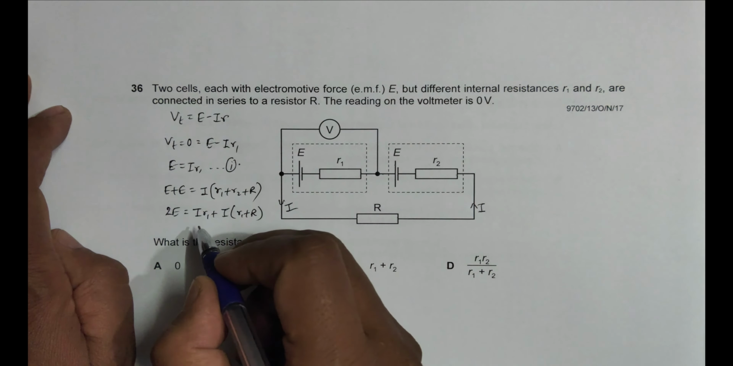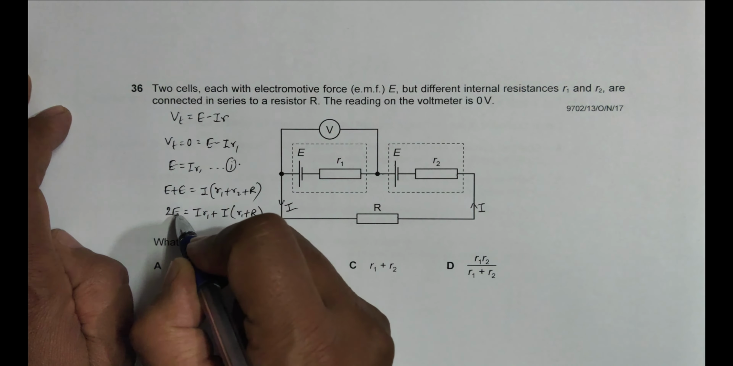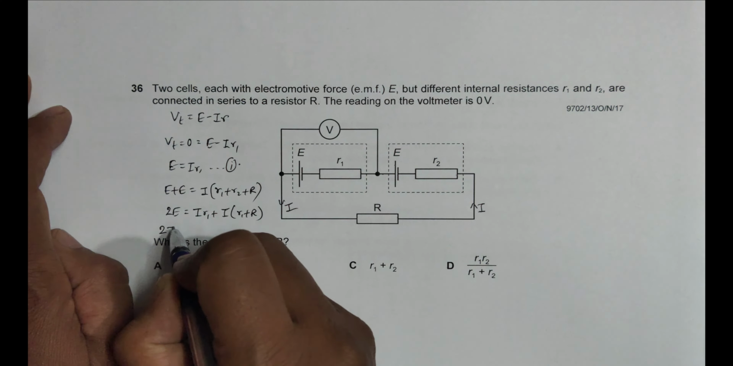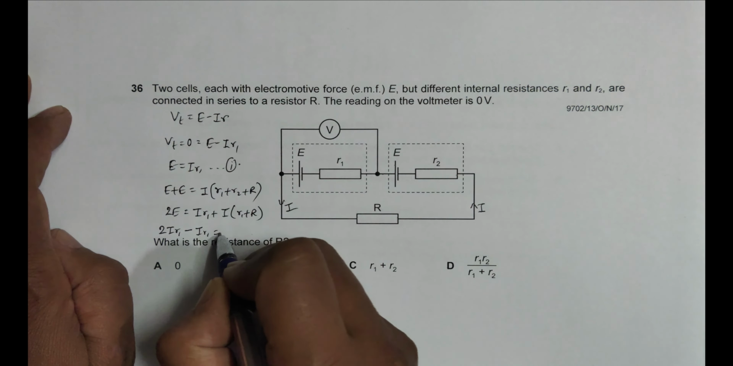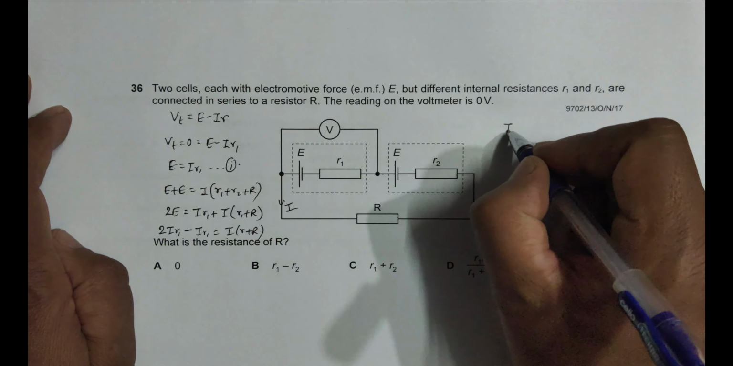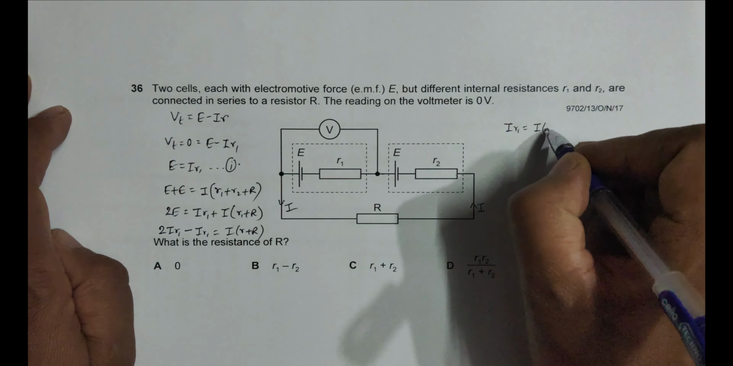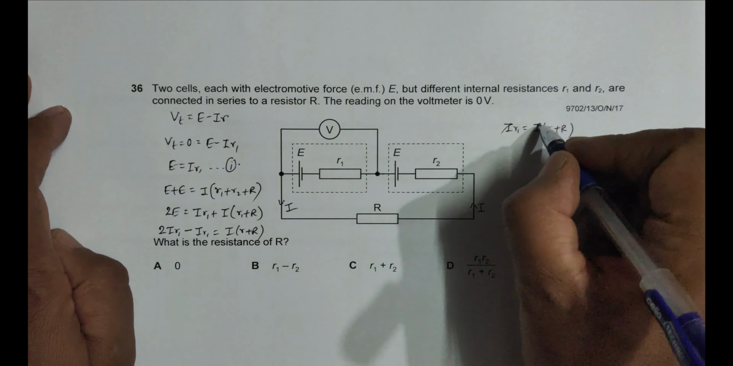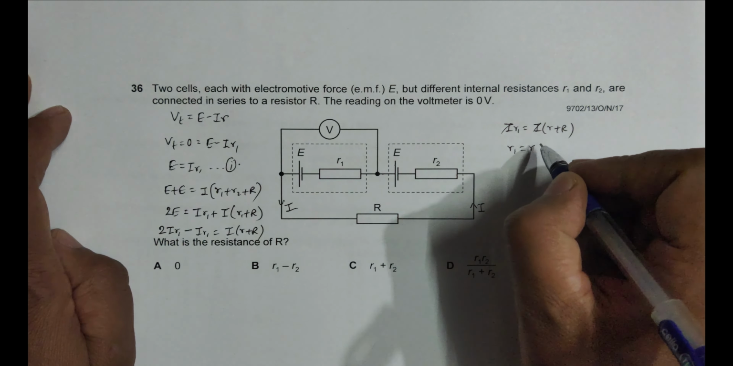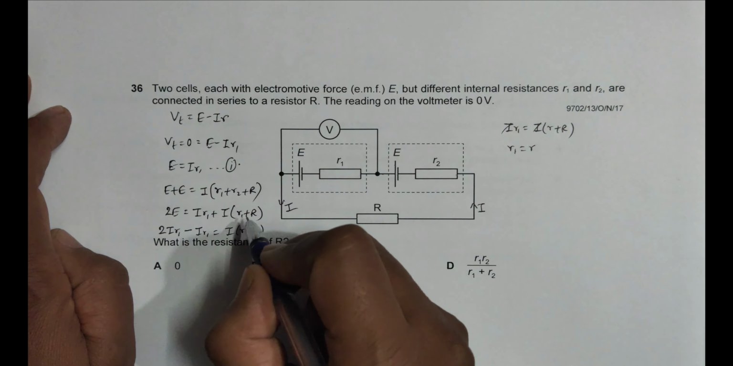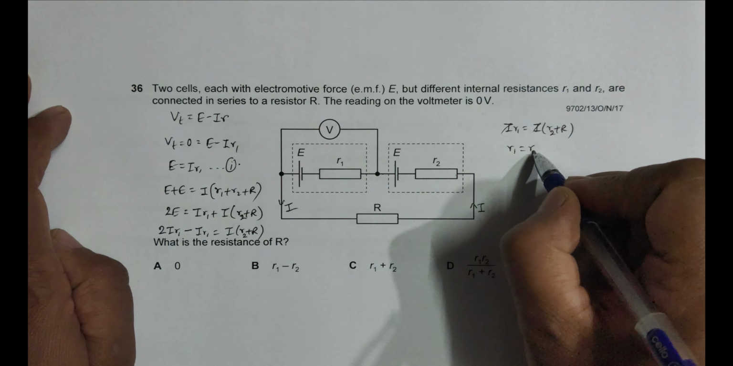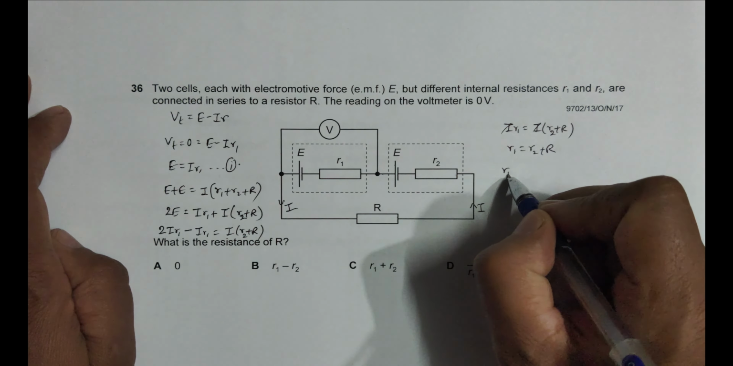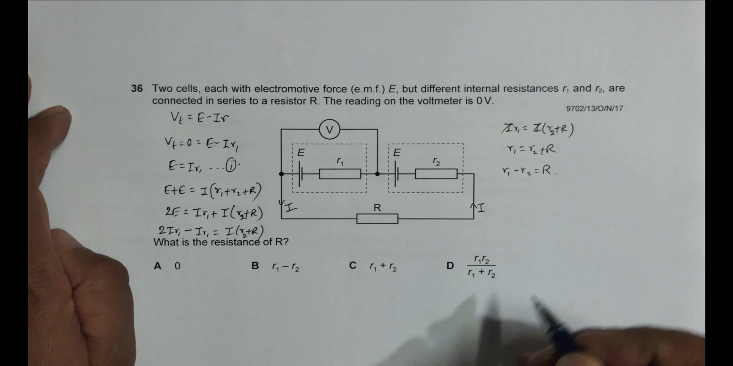So E is equal to IR1. So it is 2 IR1 minus, this goes here, IR1 is equal to I R2 plus R. So when you do it minus, it gives us IR1 is equal to I R2 plus R. This gives us I goes. R1 is equal to R2 plus R. So this gives us R1 minus R2 is equal to large R.